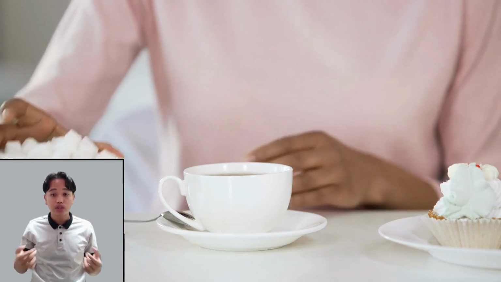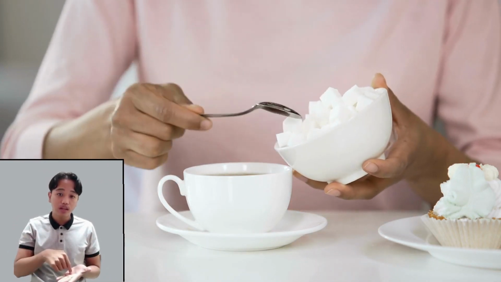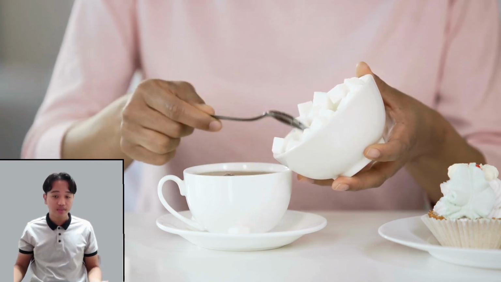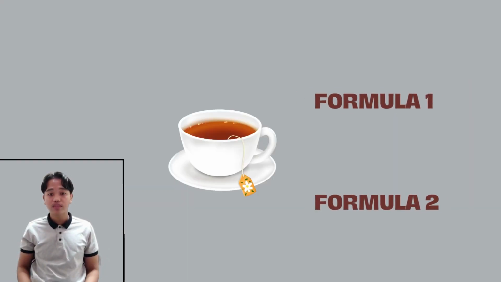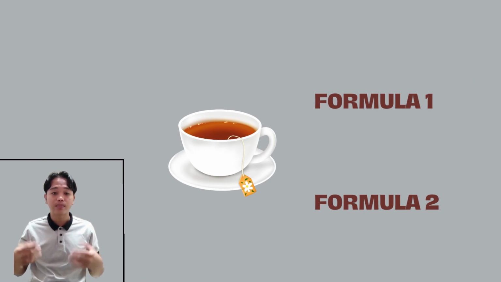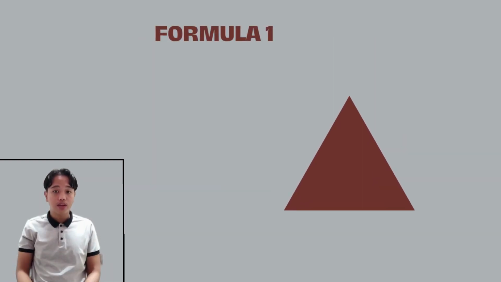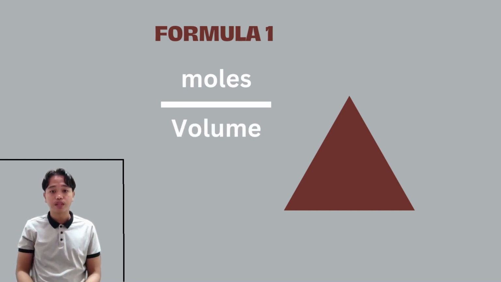Think about when you sweeten a drink by adding sugar into a tea. The more sugar you add, the sweeter the drink tastes. We can calculate this using two formulas and an accompanying formula triangle. The first way of calculating a concentration is by using the mole, the amount of chemical substance used, and dividing it by its volume. Here is the formula triangle.